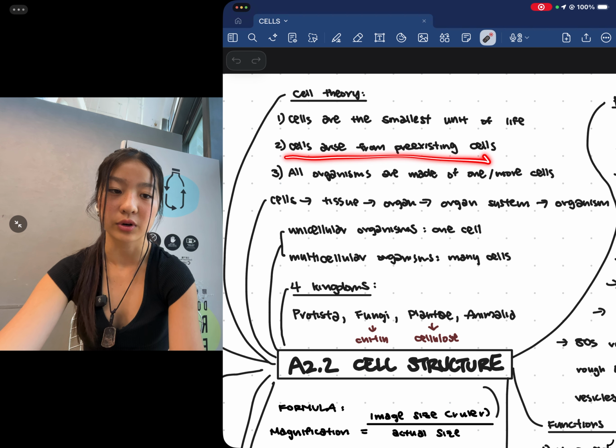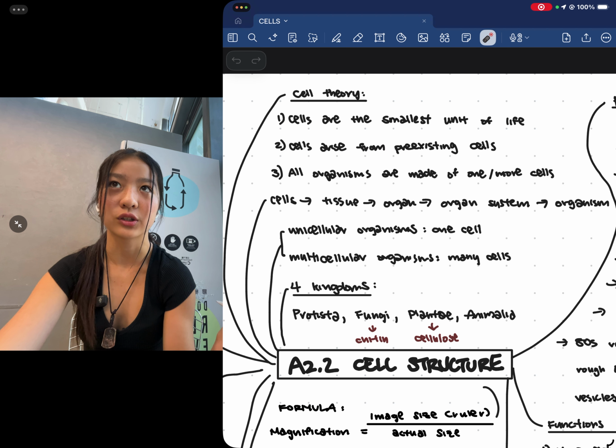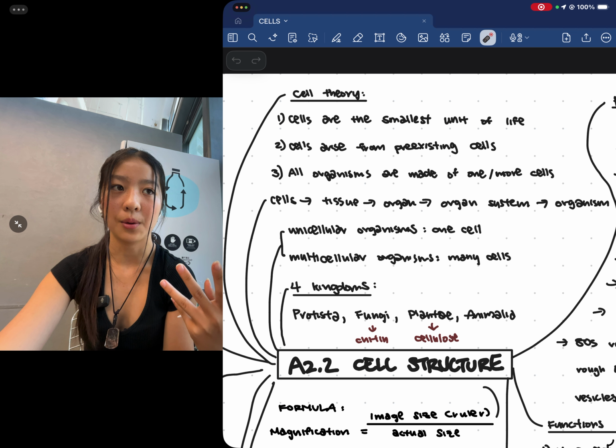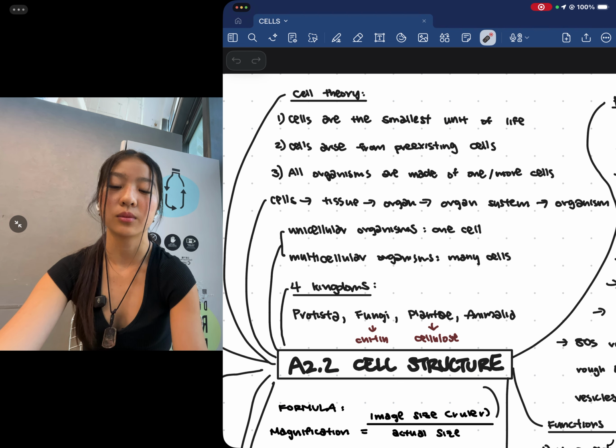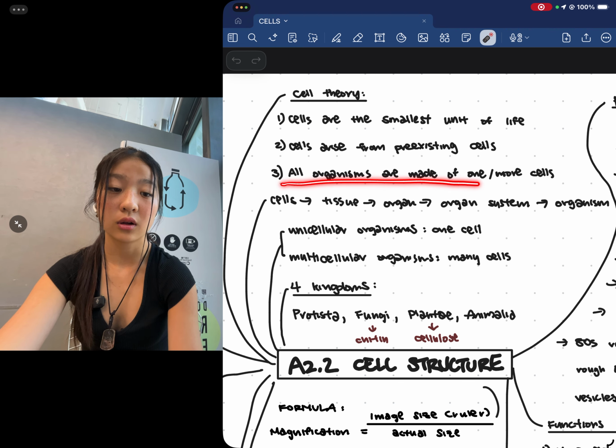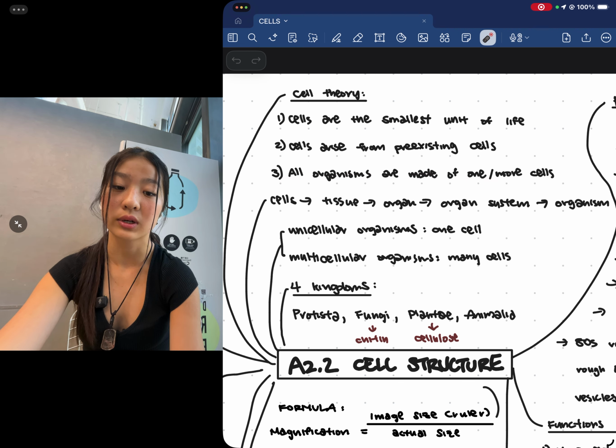Second one is cells arise from pre-existing cells. Things can't just come out of nowhere. They have to evolve and adapt into different things. And the third one is all living organisms are made of one or more cells.